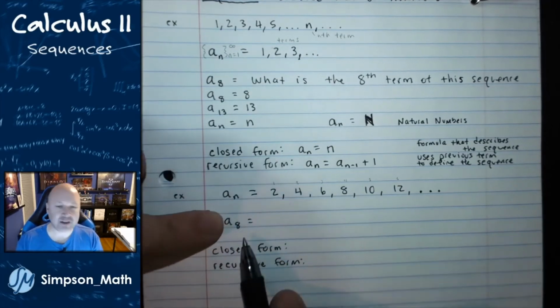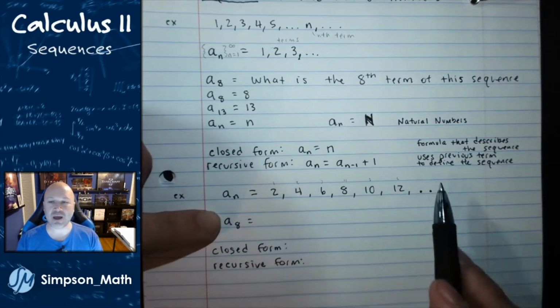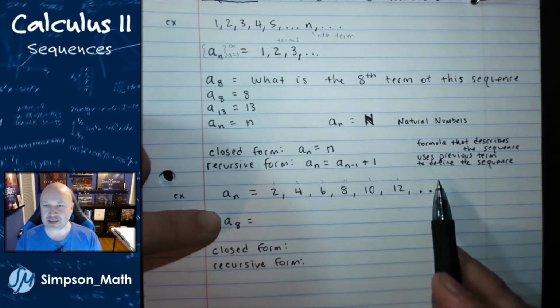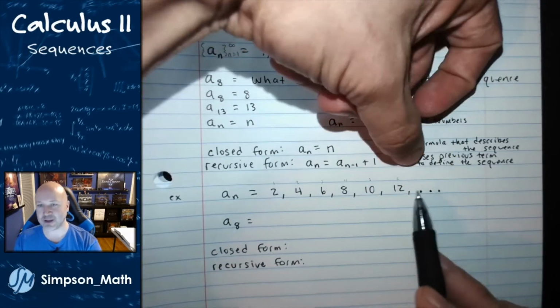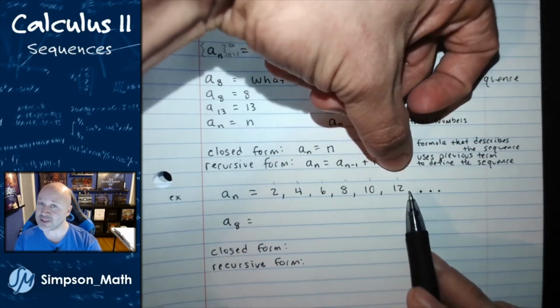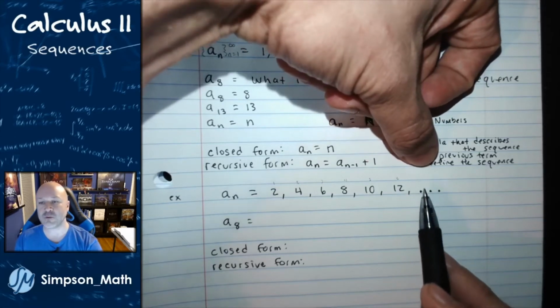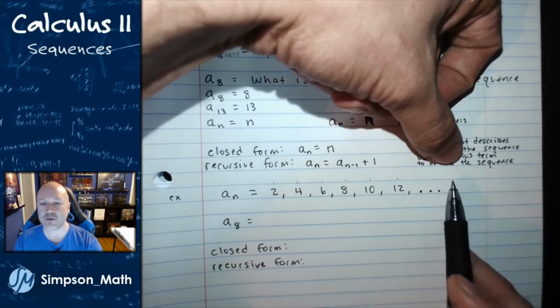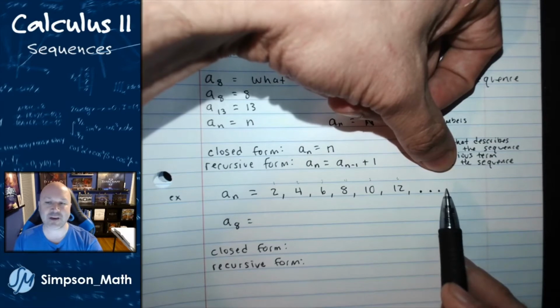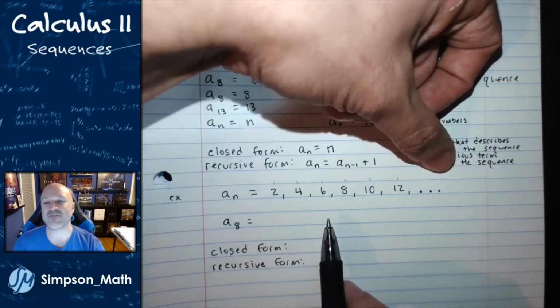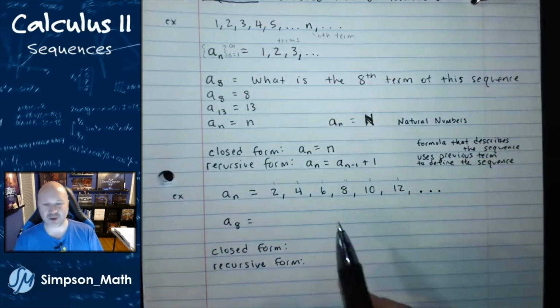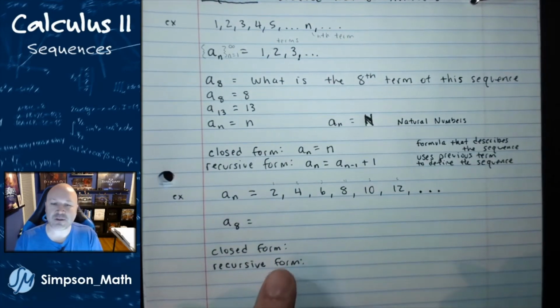Okay, so I think I can just continue this pattern and determine that the 8th term would probably be 16, because it seems like I'm just adding 2 every time. So the 7th term would be 14, and the 8th term would be 16. Let's see if I can maybe come up with a recursive form and closed form that verify it, or agree with that. And I'm going to start with a recursive form because it's supposed to be easier.